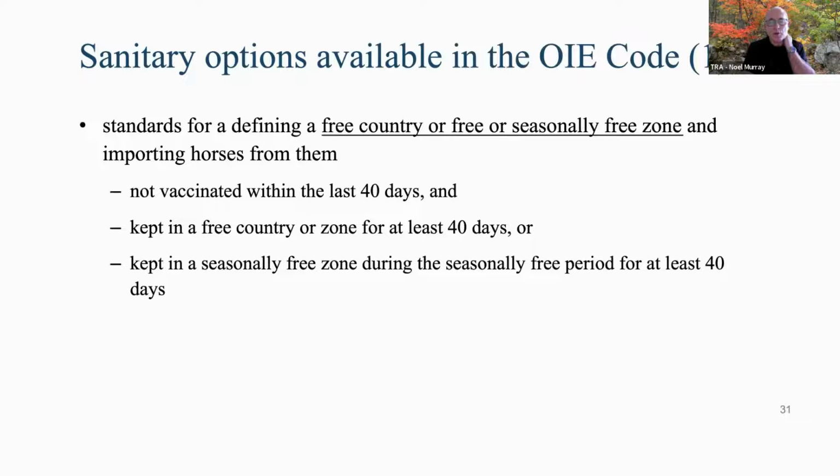So what sort of sanitary options are available in the code? There are standards defining a free country or free or seasonally free zone, as well as the conditions for importing horses from them, which would include that the animal not be vaccinated within the last 40 days, that the animal is kept in a free country or zone for at least 40 days, or in a seasonally free zone during the seasonally free period for at least 40 days.